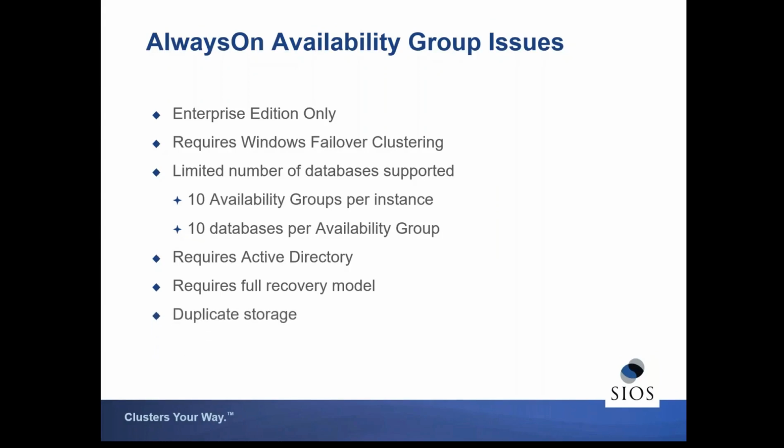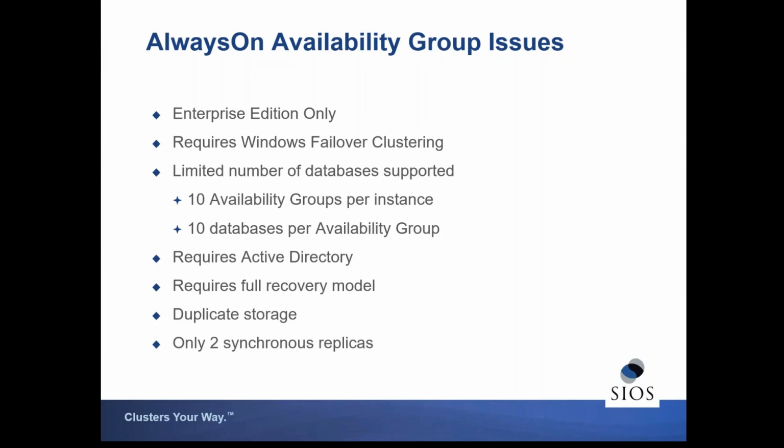We require duplicate storage. We have to have enough storage to hold the database once on every server we want to put it on. So if we want a 4-node or 4-replica Always On availability group configuration, we need 4 times the storage. That's just the way availability groups work.